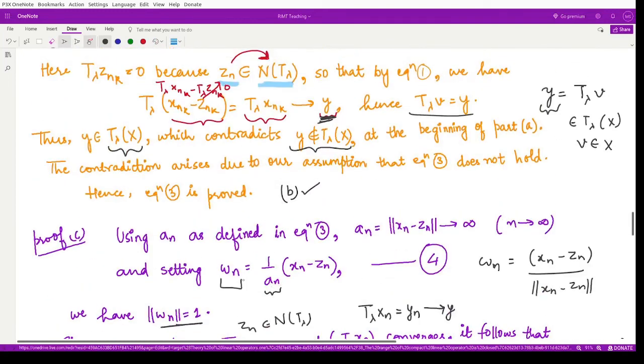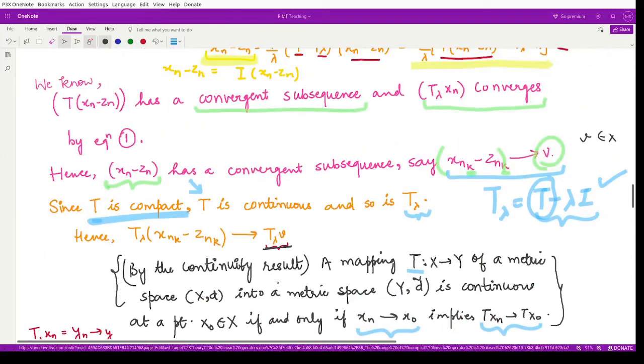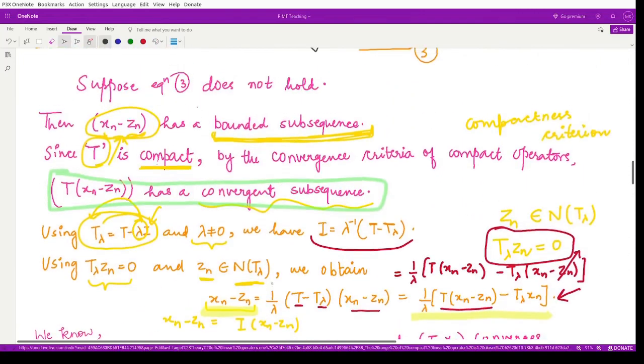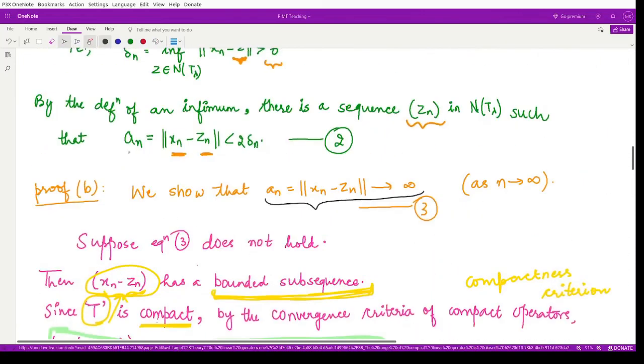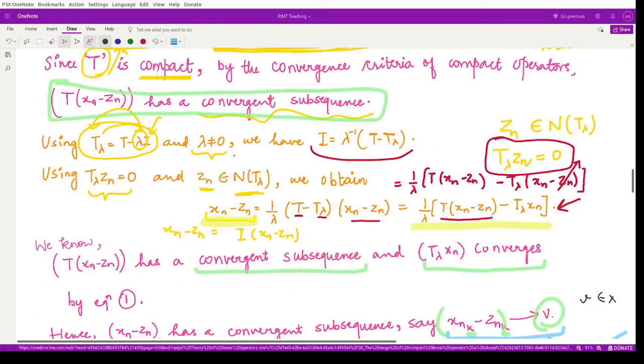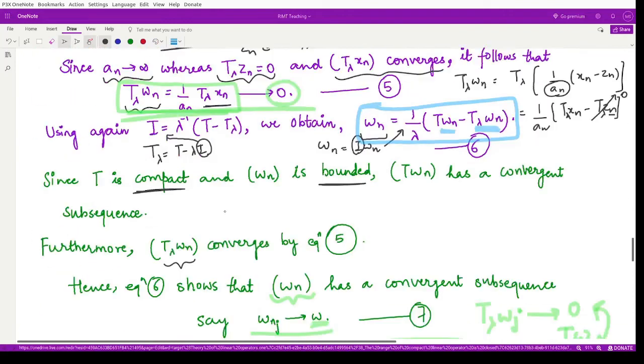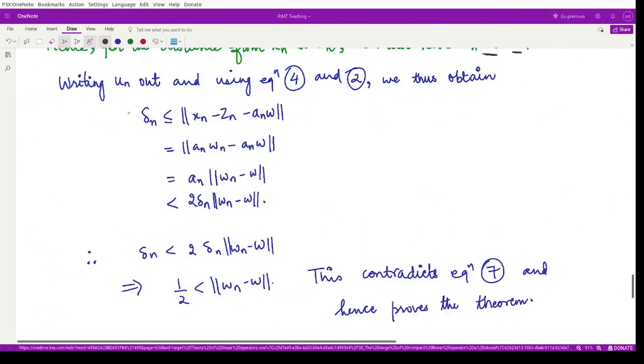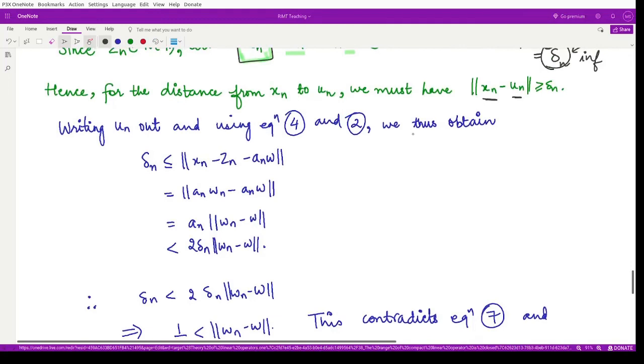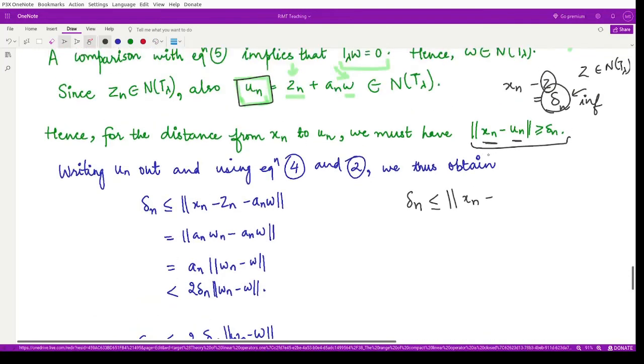Equation 4 is this: Wn is equal to 1 by an, xn minus zn. That means where we have defined our Wn. And what is our equation 2? Equation 2 is this one: an is strictly less than 2 times delta n. So using all of these results, we can write delta n. Rewriting this equation in backward form, our delta n is less than or equal to the norm of xn minus un. So now what is un?